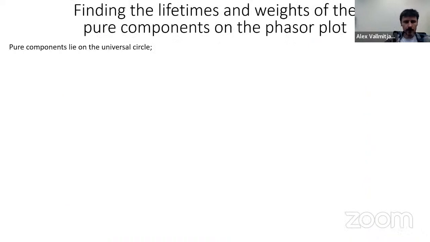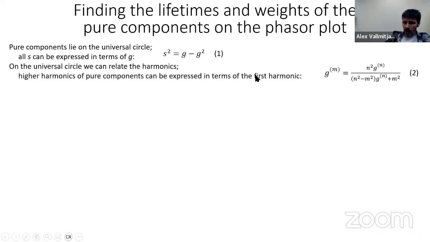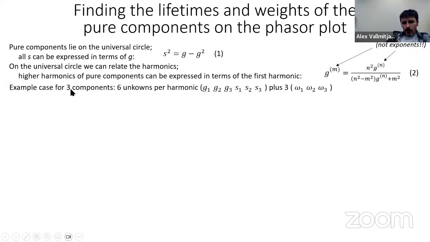This is a math-intensive slide, but the reasoning behind all of this is the combination of these concepts. We know that there's a universal circle, so that S can be expressed in terms of G. We know that the higher harmonics, as I showed before, can be expressed in terms of the lower harmonics. These are not exponents, they represent harmonics. For an example with 3 components, you would have 6 unknowns: the G's of the 3 pure components, the S's of the 3 pure components, and the fractions that we were searching for in the previous case in which we knew these. If we now don't know these, we have a bunch of new unknowns.